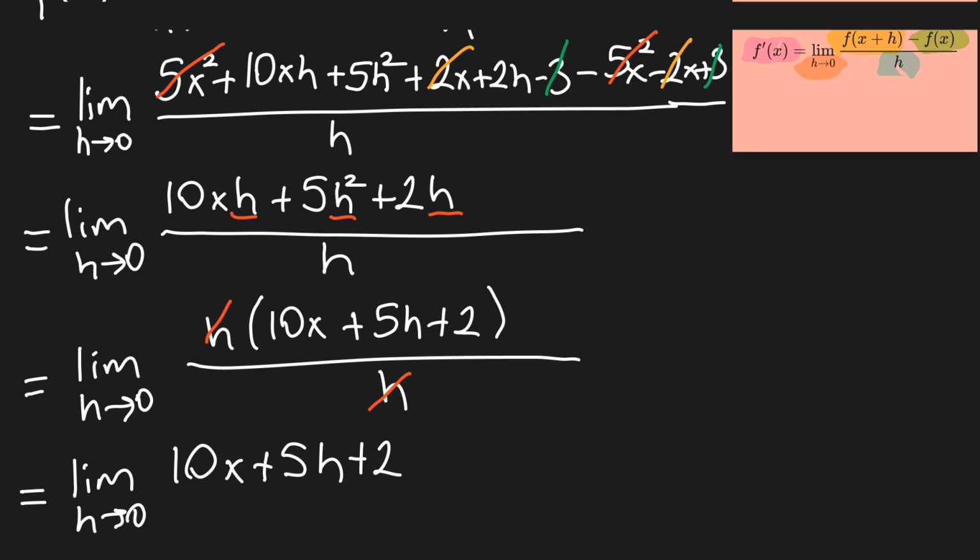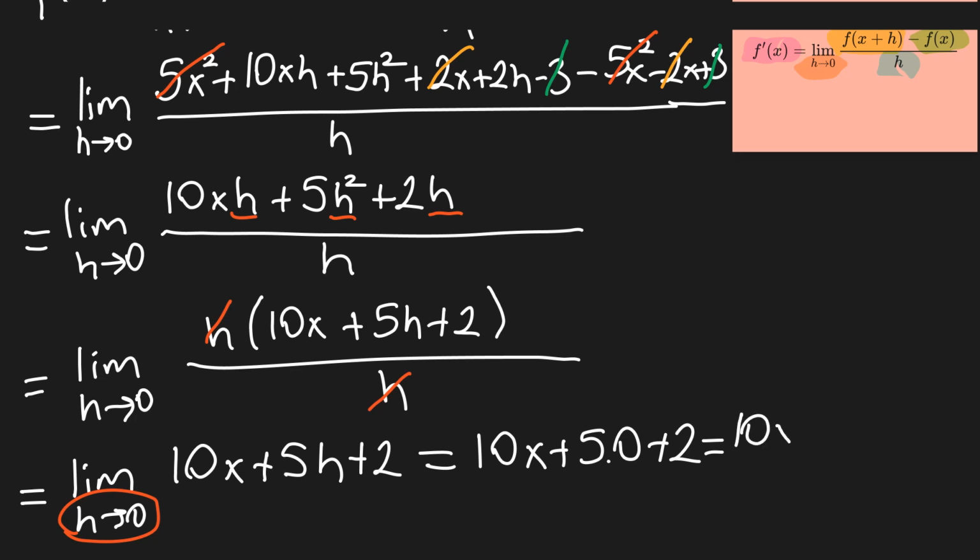Now it is time to take the limit. Limit as h approaches 0. It's basically plugging in 0 for h. And we got 10x plus 2. So the derivative of f of x is 10x plus 2.